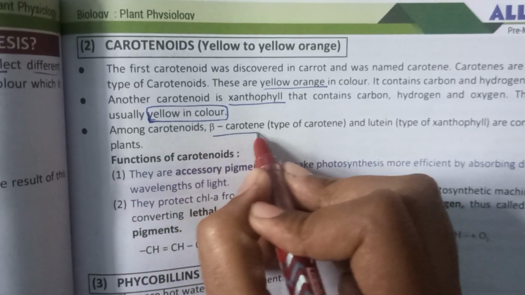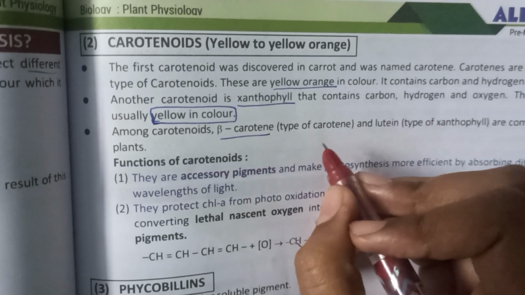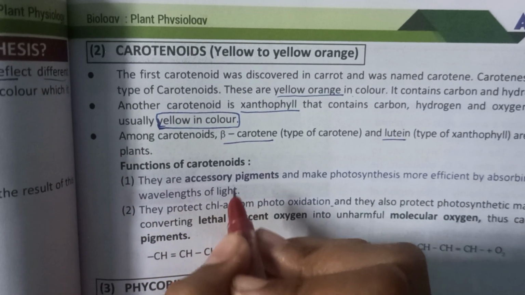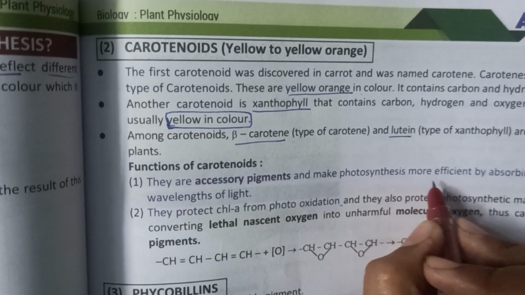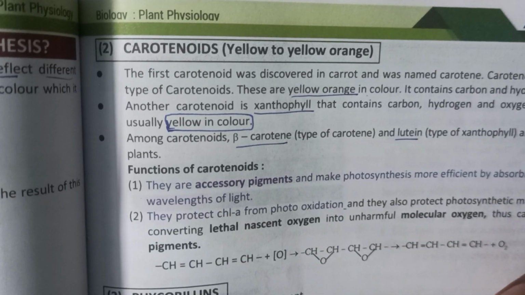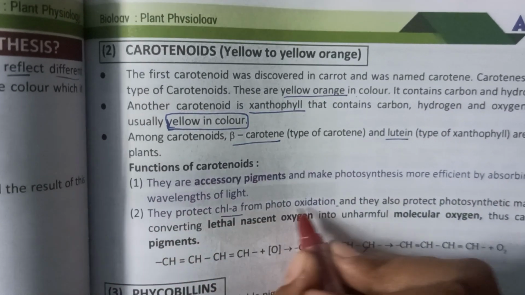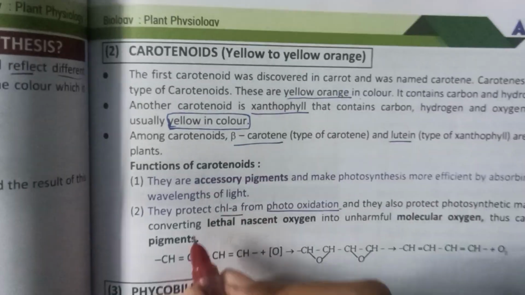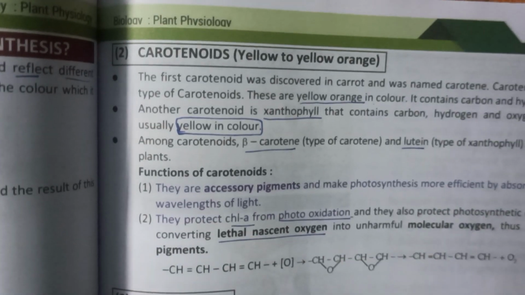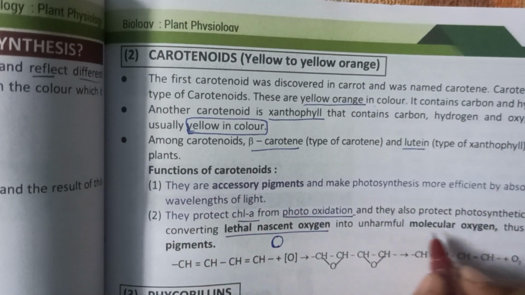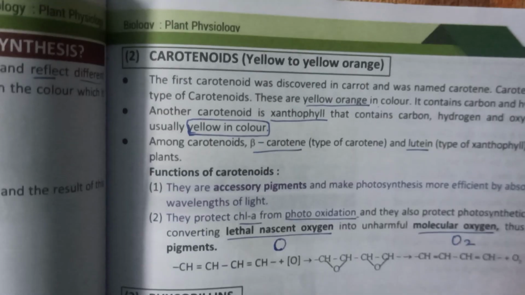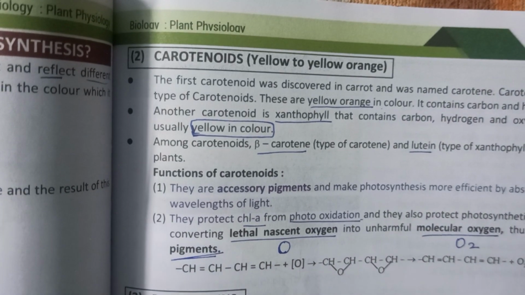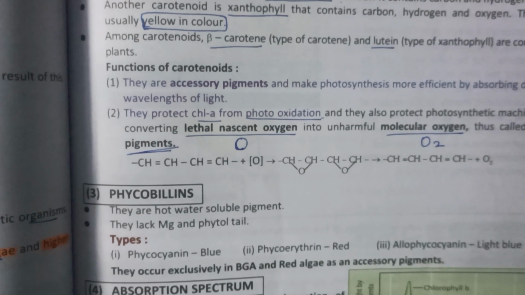Among carotenoids, beta carotene, the active form of vitamin A, and lutein are commonly present in plants. Carotenoids are accessory pigments and make photosynthesis more efficient by absorbing different wavelengths of light. They protect chlorophyll A from photooxidation and also protect the photosynthetic machinery by converting lethal nascent oxygen, that is single atomic oxygen, to useful molecular oxygen O2, and thus are called shield pigments. So which pigment is called the shield pigment? Carotenoids.